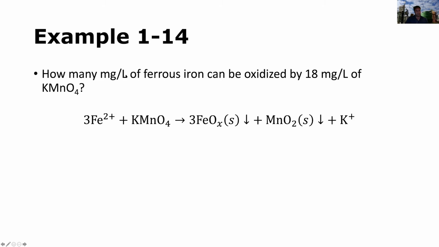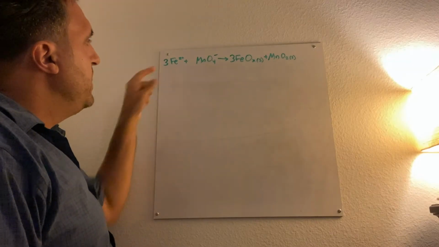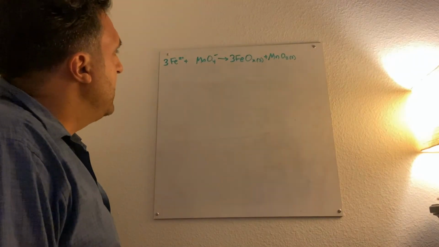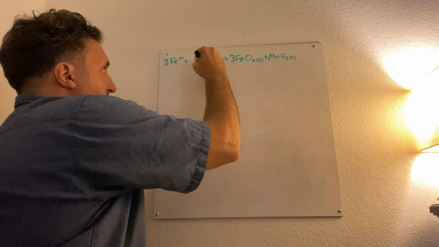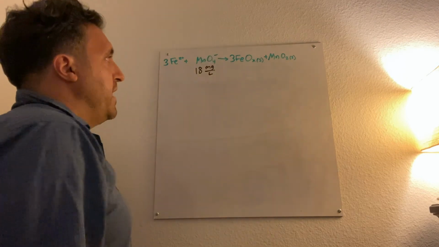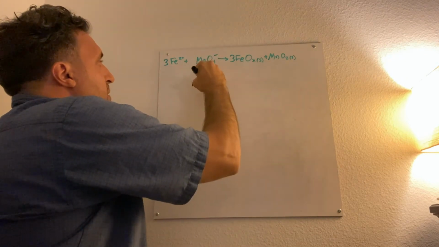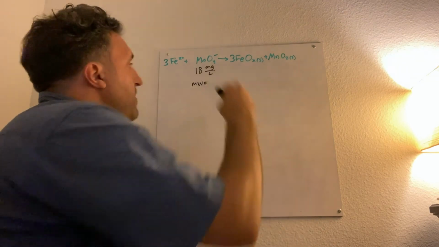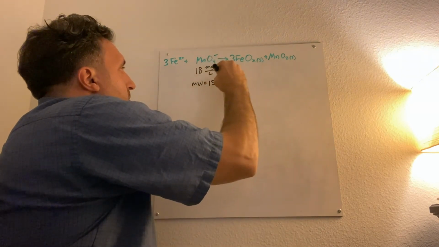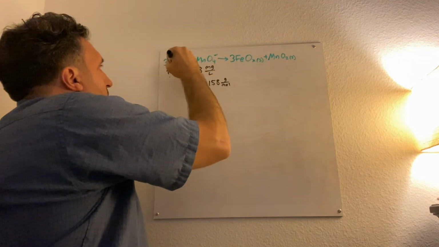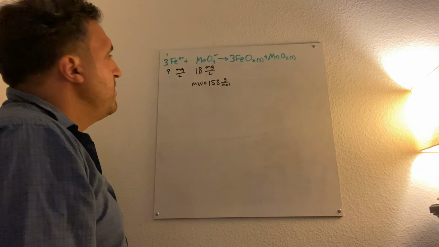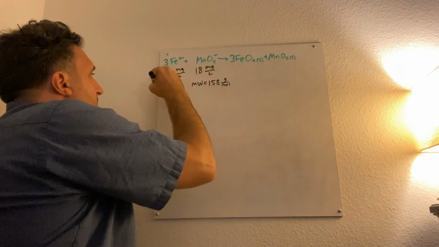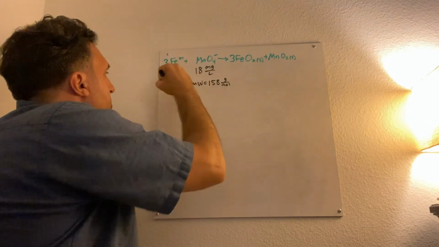Let's do another example. How many milligrams per liter of ferrous iron can be oxidized by 18 milligrams per liter of potassium permanganate? So what concentration of ferrous iron can be oxidized by permanganate if we have 18 milligrams per liter of permanganate? The molecular weight of permanganate is 158 grams per mole. And the molecular weight of ferrous iron is 55.8 grams per mole.